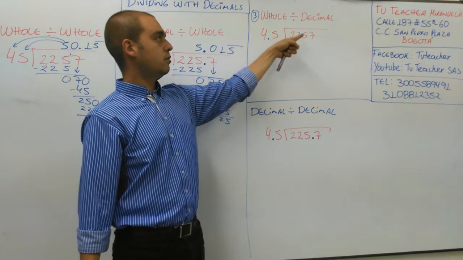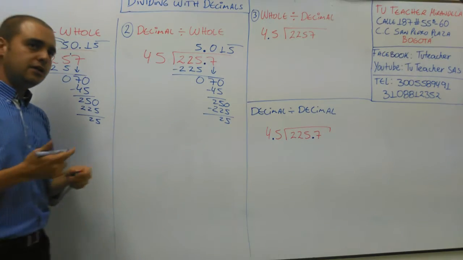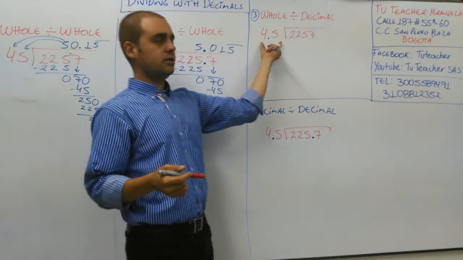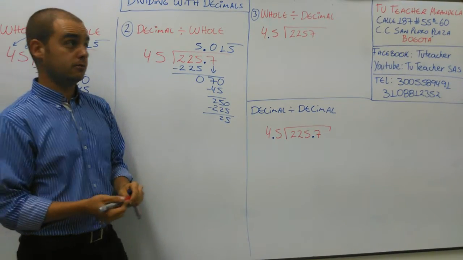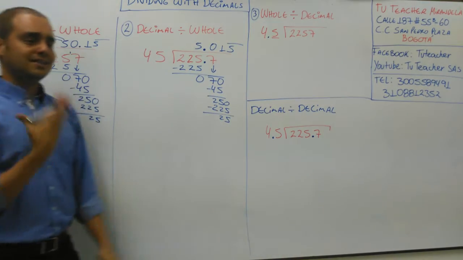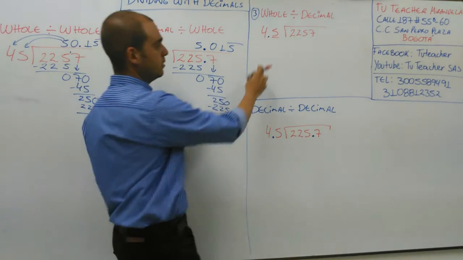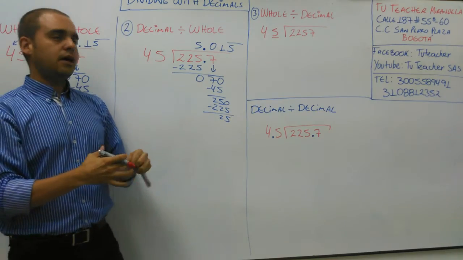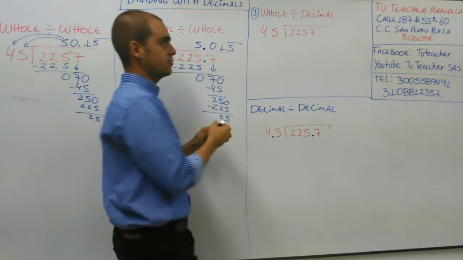Right here we have a whole divided by a decimal. So here we have a little problem. And the problem is the number outside the box cannot be a decimal. So we need to turn it somehow into a whole number. So for that, we're going to analyze how many decimals it has. Since this one only has one decimal, we're going to erase the decimal point to make it a whole number. And to compensate on the other side, we're going to add an extra 0.